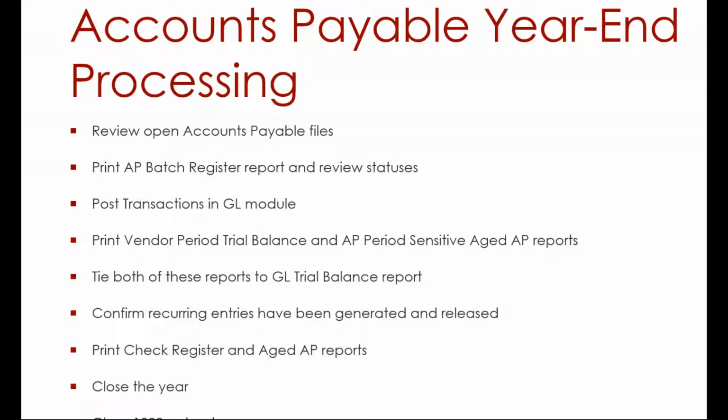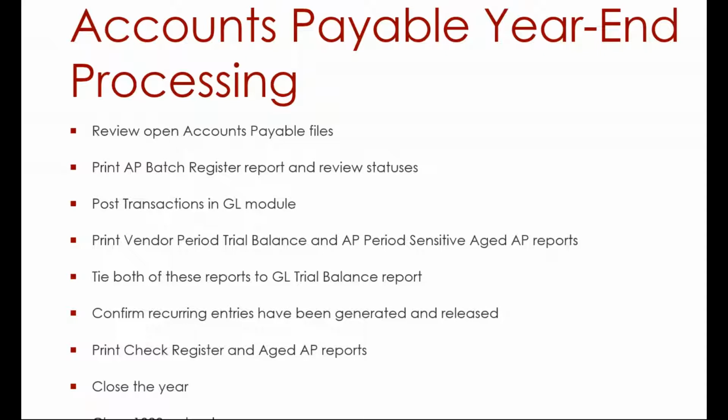Print the vendor period trial balance and period-sensitive aged AP reports. You can tie these reports to the general ledger trial balance report then. Make sure we're balancing between AP and GL. Confirm that recurring entries have been generated, released, and posted to the general ledger as well.